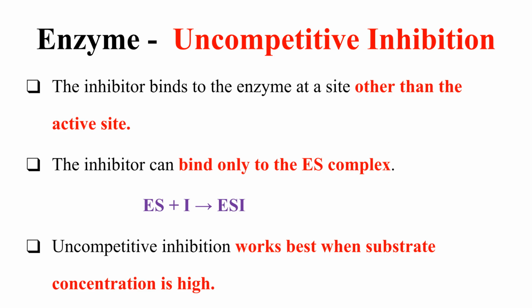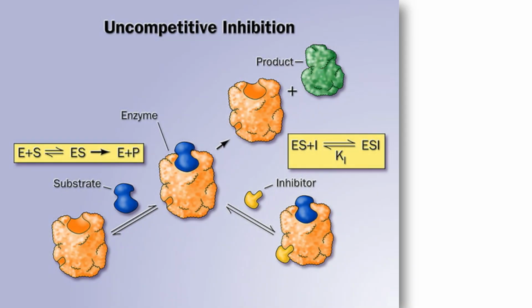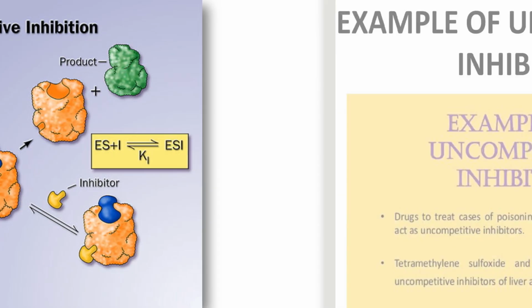In uncompetitive inhibition, the inhibitor binds to a site other than the active site, but can only bind to the enzyme-substrate complex. This inhibition works best when the substrate concentration is high. Both Vmax and Km for the enzyme are lowered. This diagram illustrates uncompetitive inhibition. The inhibitor only binds to the enzyme substrate complex, forming an ESI complex.